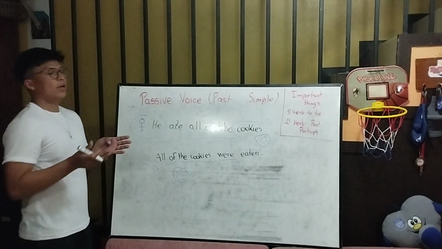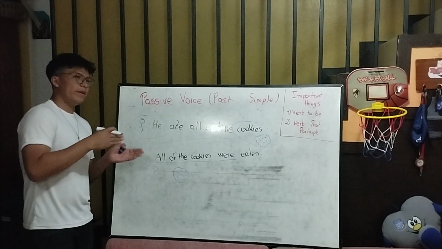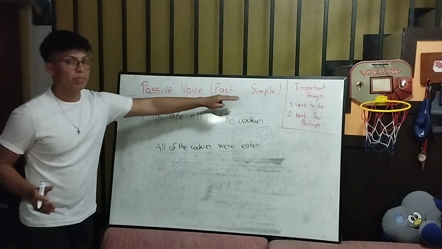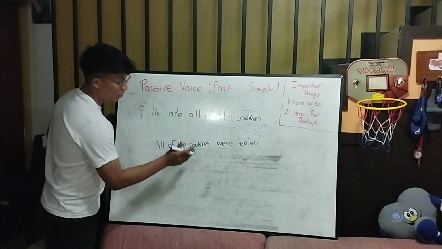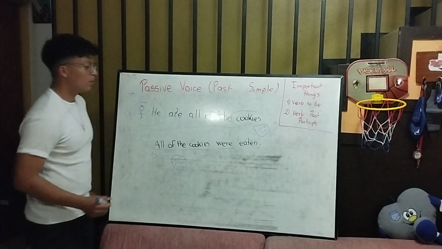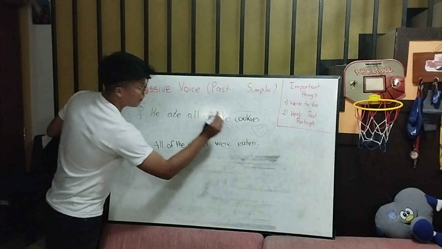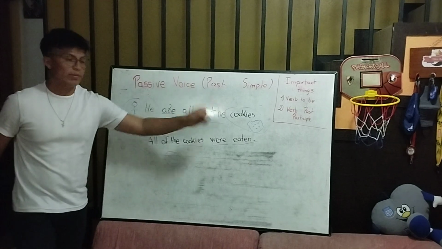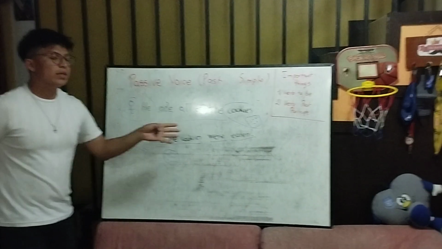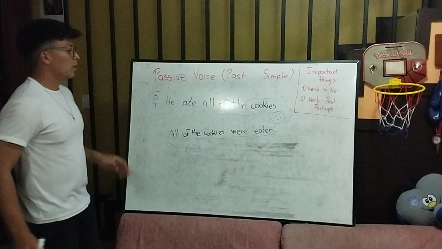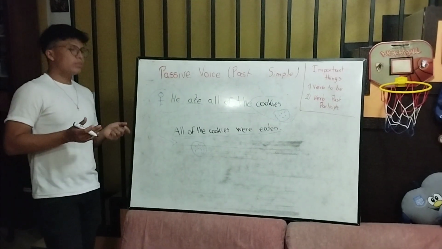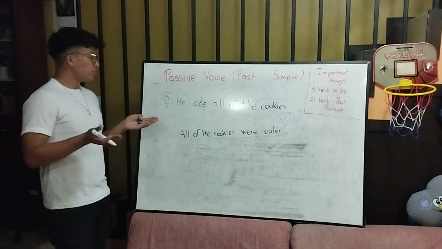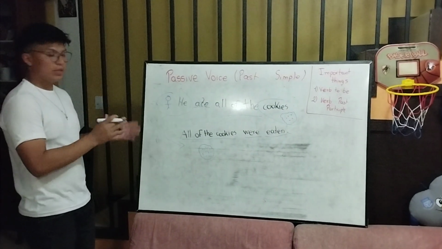Remember, the verb to be is conjugated differently depending on the time we want to use. In this case, past simple, so we use were, and then the verb in past participle. Remember the most important things to write sentences in passive voice. And in this case, the subject disappears.